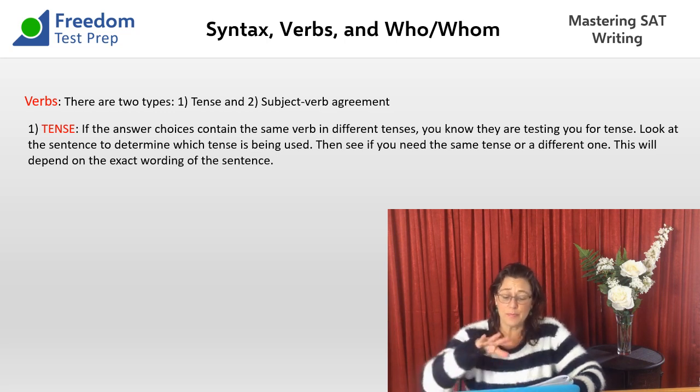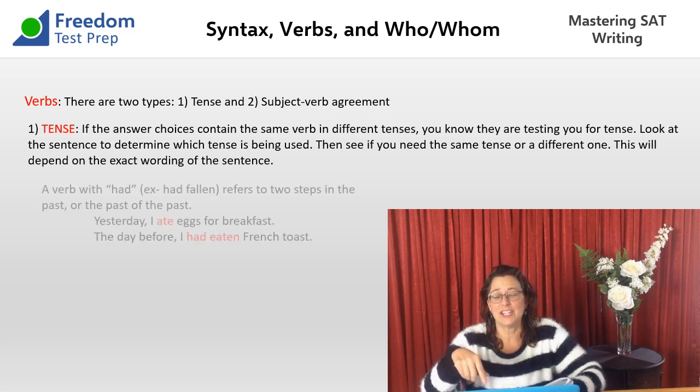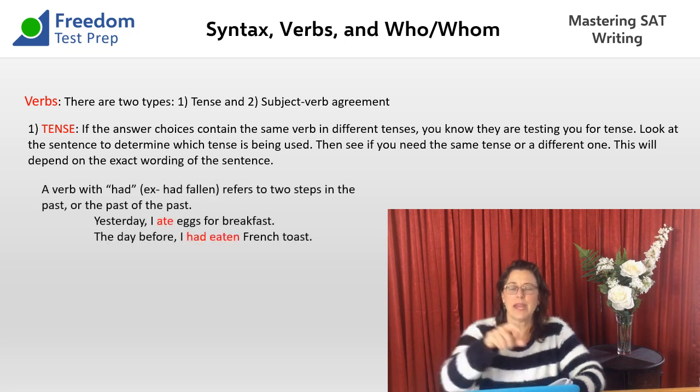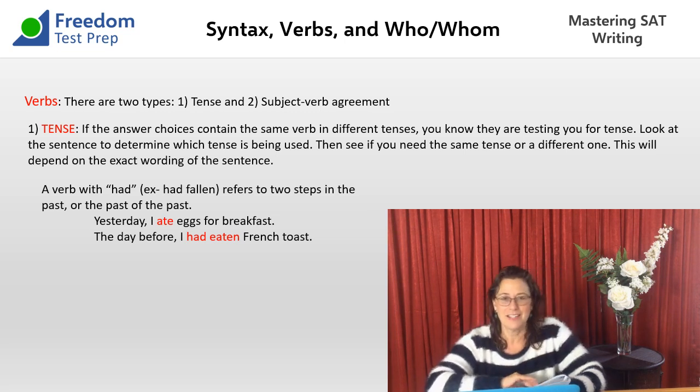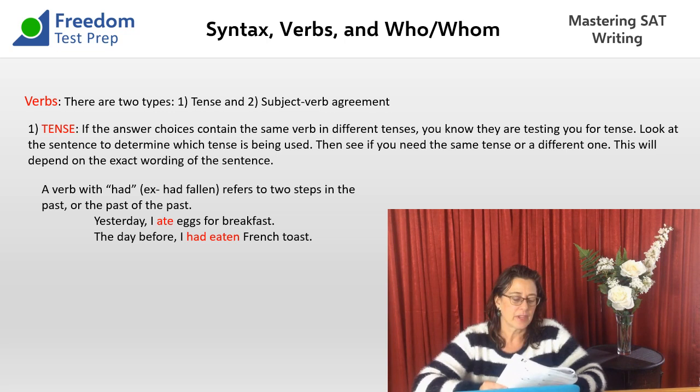B is falls. That's present tense. C is future tense, right? And had fallen, I'll say one thing about had fallen. I like to think of any verb with had, H-A-D, as the past of the past. So it's like two steps in the past, okay? You might want to take a note on that. All right, so that is verb tense.